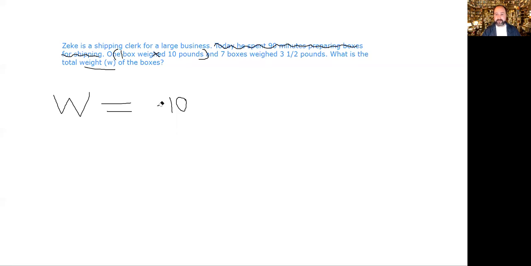So 10 is our first box. Our second box, or 7 boxes, so it's and, which means plus, okay? So 1 box weighed 10 pounds. The other 7 boxes each weighed 3.5 pounds. So it's 7 times 3.5, okay? That's in parentheses because you don't want to accidentally add 10 to 7 because these are different weights. These are 7 boxes that are 3.5 pounds and 1 box that's 10 pounds, okay? So you don't want to add these numbers before you do the multiplying.